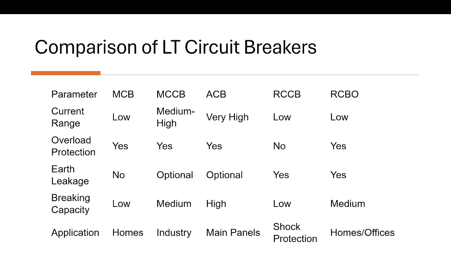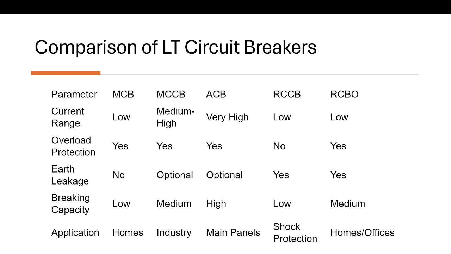So the MCB helps with overload protection. Earth leakage protection: MCB no, MCCB optional. You need to make the setting accordingly. Same with ACB, you need to do the setting. RCCB yes, it is made for earth leakage only. RCBO yes. Breaking capacity: low for MCB, high for MCCB, high for ACB, that is, medium and high. That's why they are used for higher currents. RCCB low, RCBO is medium.